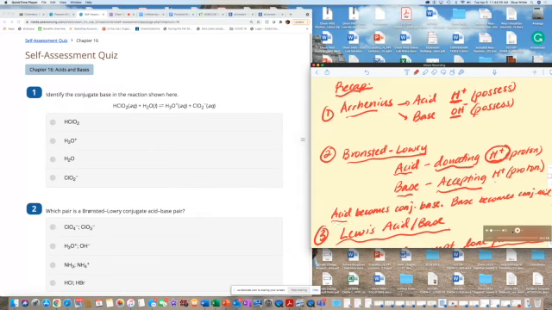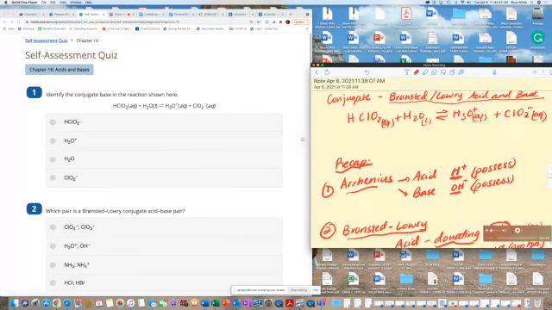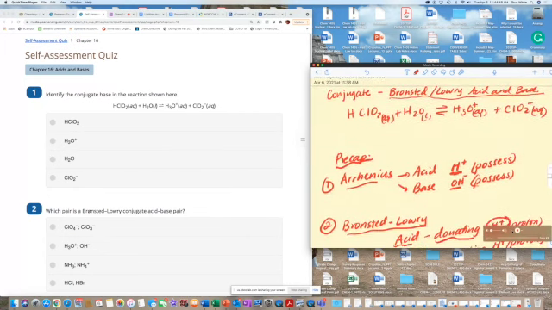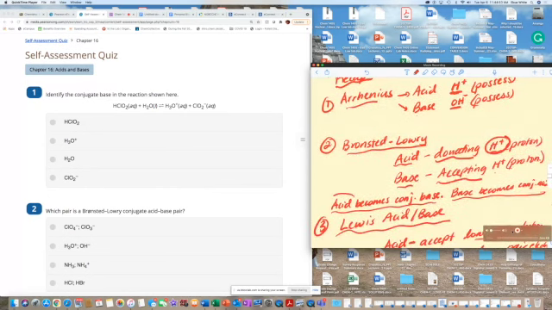Okay? So now that we know this, they're asking us to identify, what was the question again? The conjugate base. Where is the conjugate base? So we need to trace the acid and then see what the acid becomes. And whatever species the acid becomes, that will be our conjugate base. Okay, because we know in the product side, the acid becomes the conjugate base.